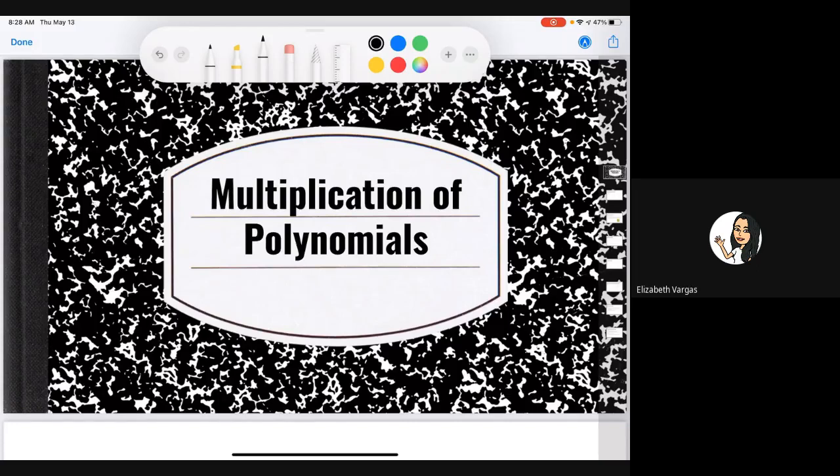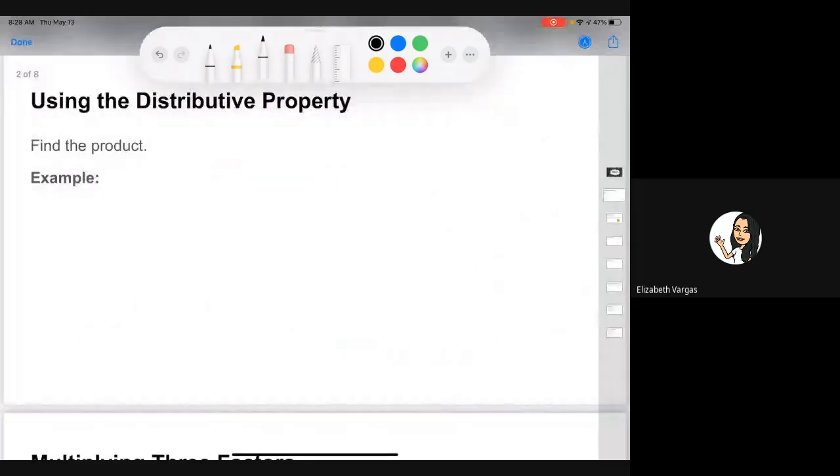There we go. Okay, so multiplication of polynomials. Whenever I mean multiplication of polynomials, some different things we can do are use the distributive property. So first we're going to look at how to use the distributive property. Let's say we have a problem that looks like this.